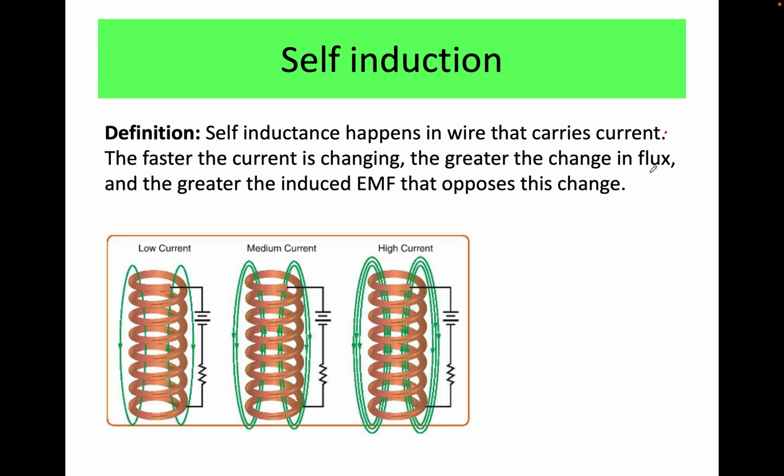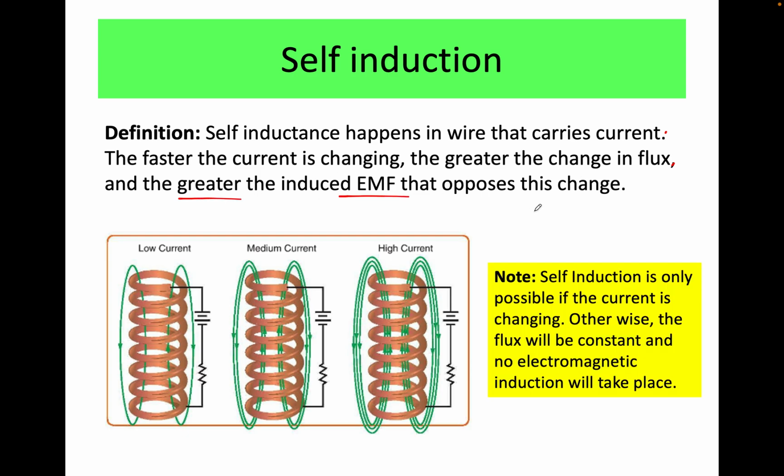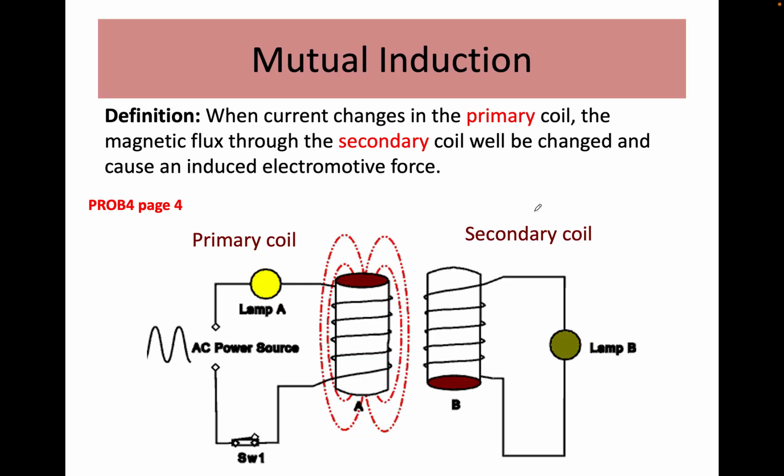The faster the change, the greater the change in flux, which means the greater the induced EMF that will oppose this change. Okay? It only happens when it's changing. It doesn't happen when the current is constant, because when it's constant, there's no change. So then there's no flux change, and there is no induced EMF.